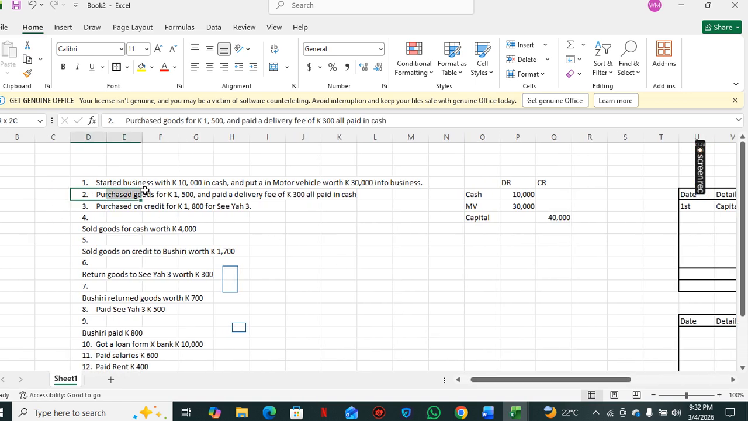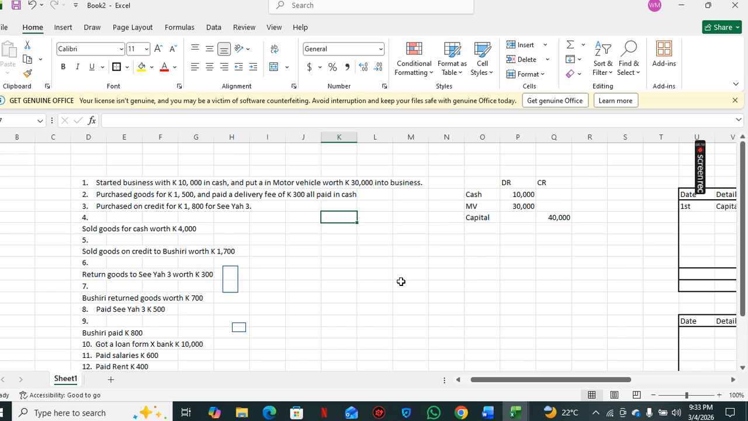Next transaction: purchase goods worth 1,500 and paid a delivery fee of 300 kwacha, paid in cash. So what transaction is going on here? We are buying goods for resale and also paid for their transportation expense. The accounts involved here: purchases expense, carriage inwards. Carriage inwards is the transportation fee you pay when goods are being delivered to you. Purchases and carriage inwards are expenses. Then we also have the cash account, which is an asset.